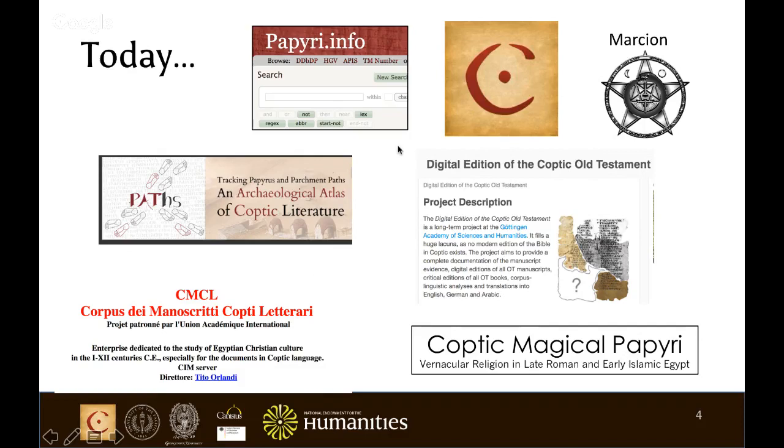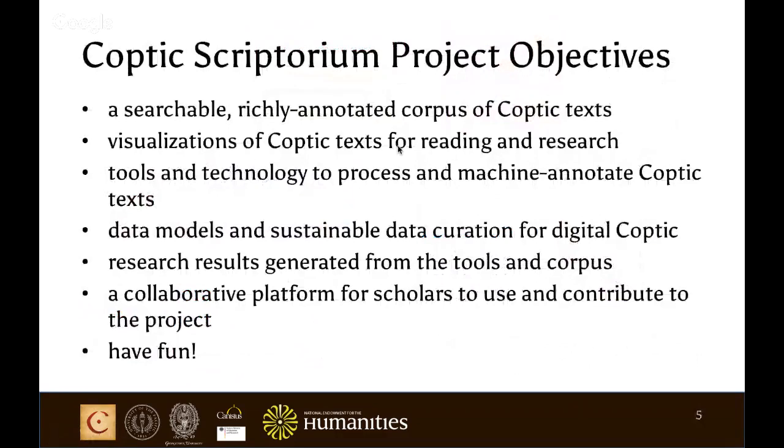And our goals are very specific. We want to create digital Coptic text for research. Part of that involves having a very richly annotated corpus of Coptic texts, and I'll explain those annotations in a minute. Visualizing text for reading, for people who don't necessarily want to search, maybe they want to practice their reading and translation. Tools to process and machine annotate Coptic, and I'll go through those in a minute. Data models and data curation for digital work. And then, of course, we do research on our texts that we're digitizing and annotating.